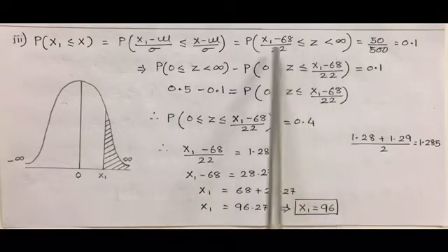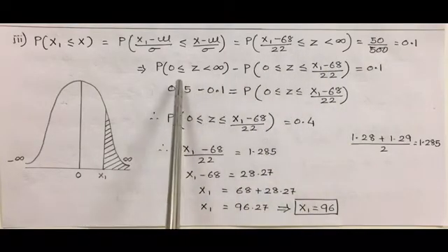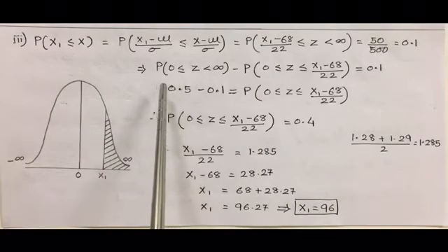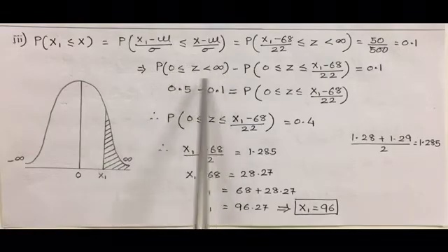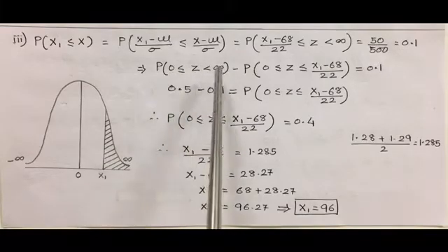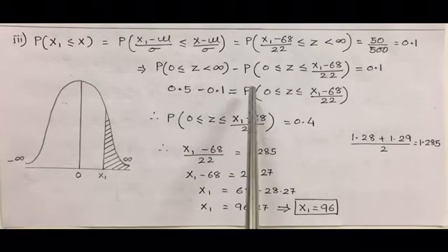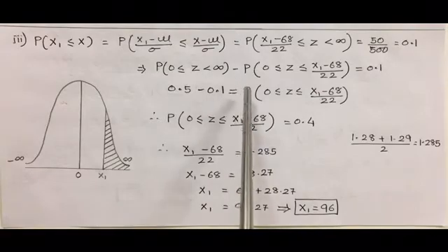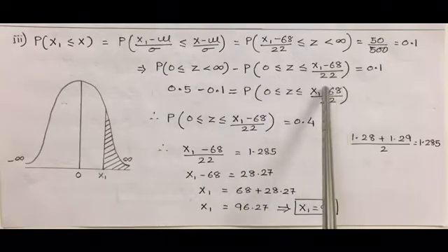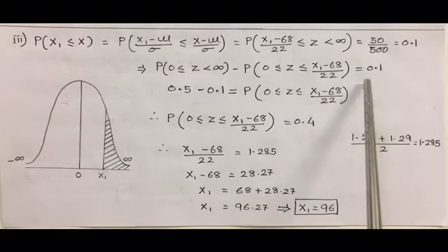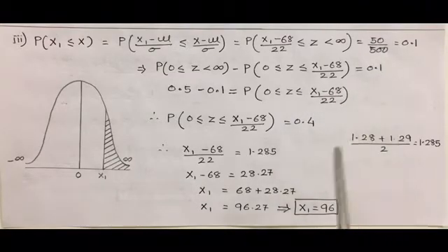Now breaking the probability from 0, we have to take the first area from 0 to infinity minus the probability from 0 to (x1 minus 68) divided by 22, equal to 0.1.